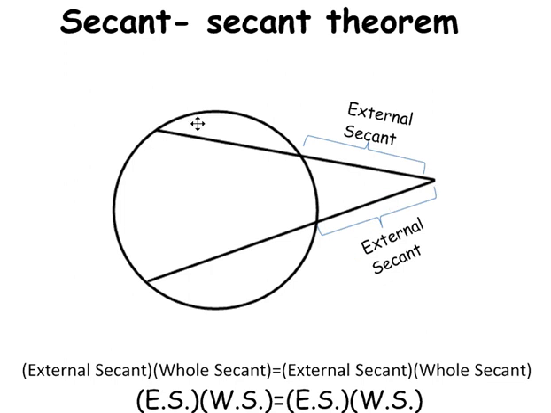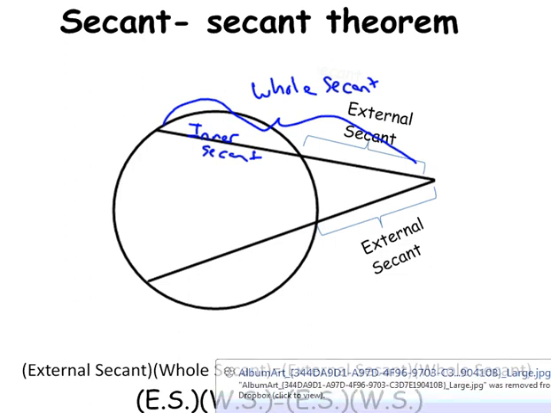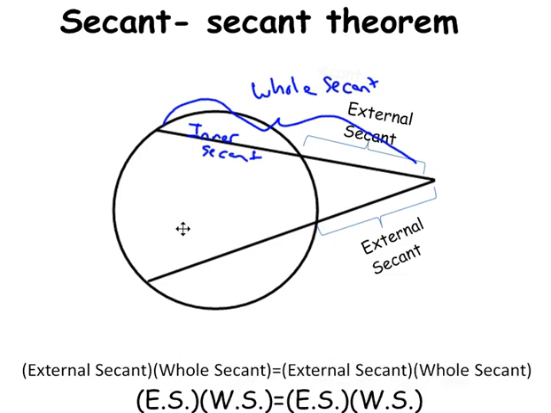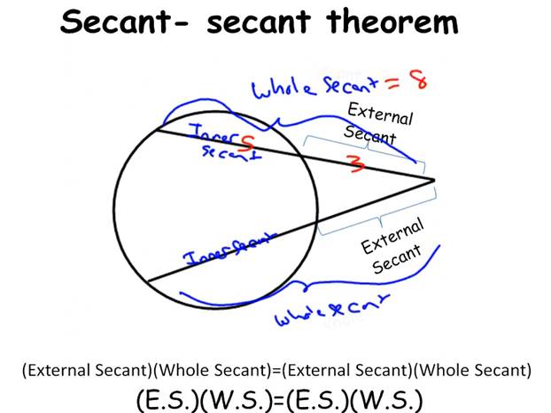When I say whole secant, I mean the inner part, so the inner secant, plus the external secant. So the whole secant is the sum of those two parts. Same thing here. Inner secant, so the whole secant, is the inner secant plus the external secant. So say, for example, the inner secant was 5, and the external secant was 3. The whole secant would be 8.